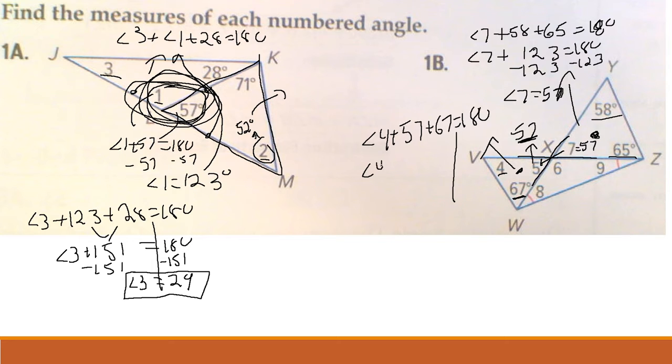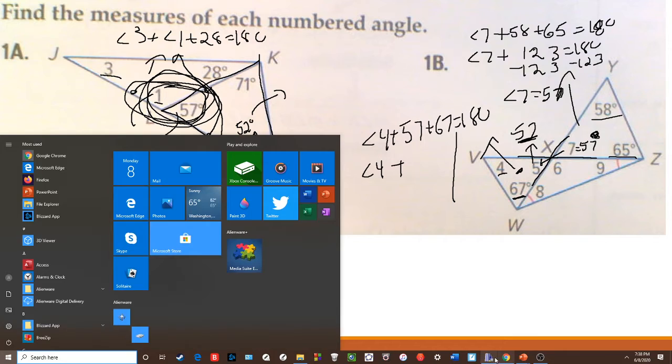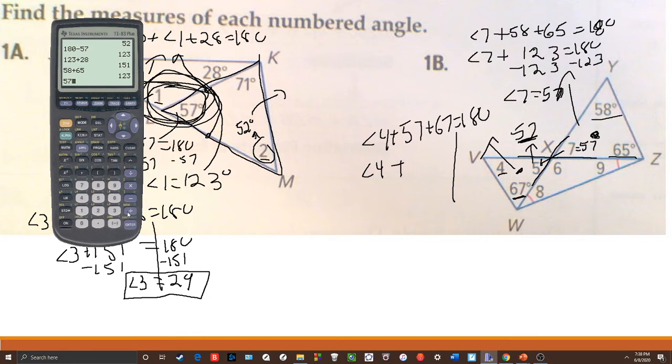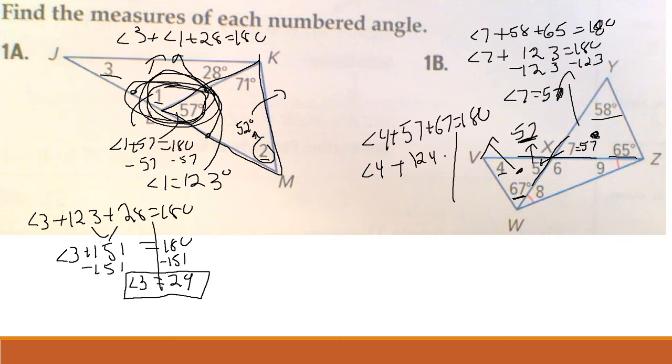And solve it through. So angle 4 plus, let's go ahead and solve this here, 57 plus 67 is 124, equal to 180. So minus 124 from both sides, and angle 4 is equal to 56. So now we got angle 4 down. Angle 4 is 56. We know that angle 7 is 57. So now we're just left with the bottom ones there.